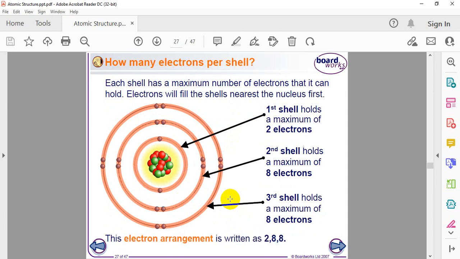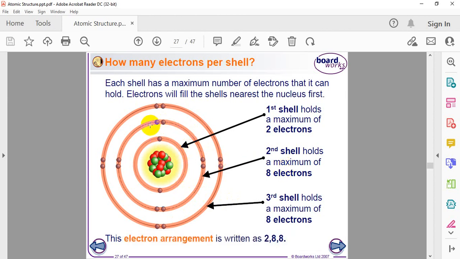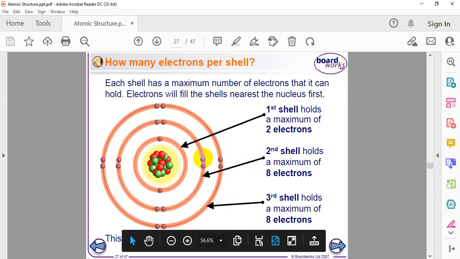How many electrons per shell? Each shell has a maximum number of electrons that it can hold. Electrons will fill the shells nearest the nucleus. So, the first shell contains 2 electrons. The second shell takes a maximum of 8 electrons. The third shell takes a maximum of 8 electrons, and so on.